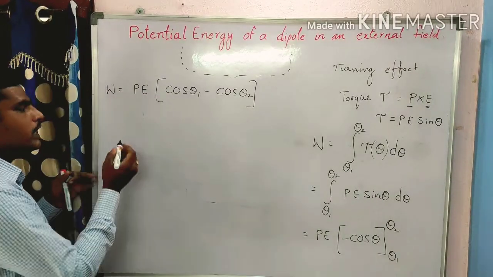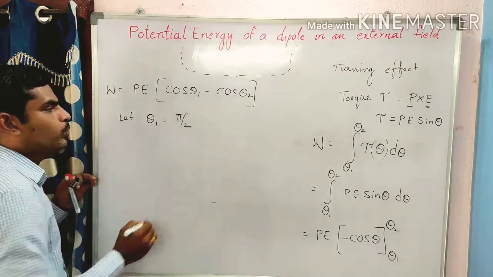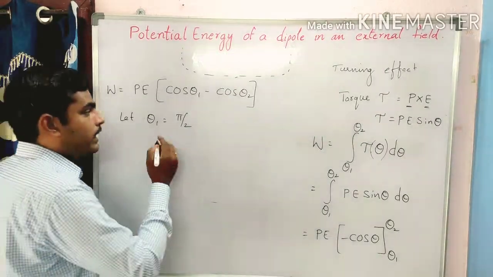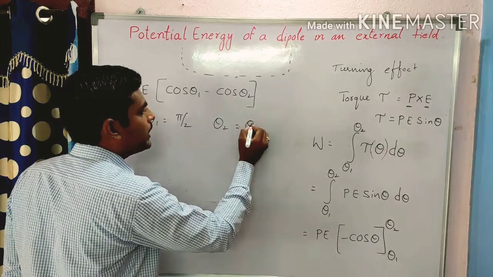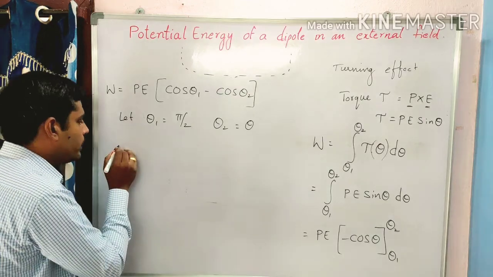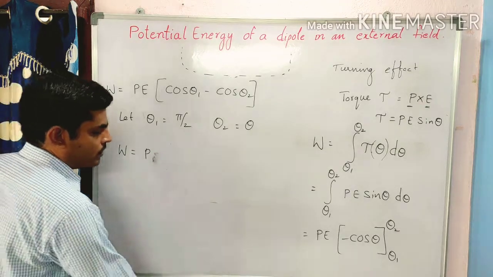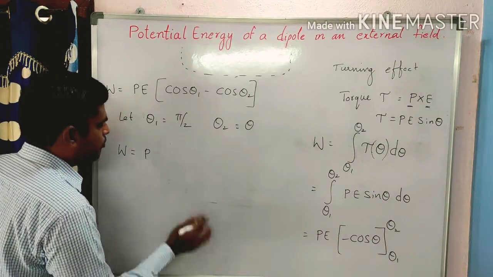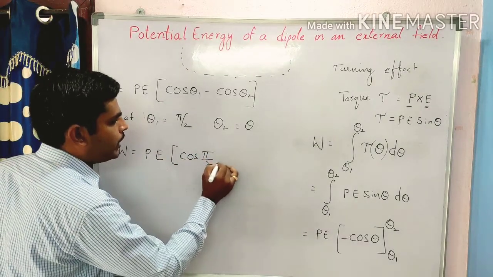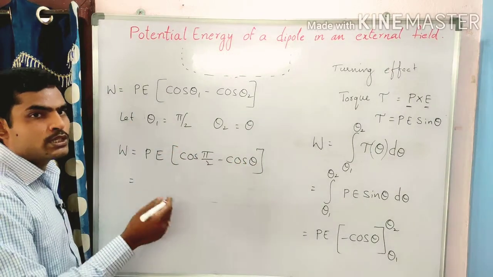So then let theta 1 be pi by 2. Initially it is at pi by 2 angle, 90 degrees. Then theta 2 is something, theta, any angle. This is unknown to me, and this is the known value. So then what I will get, W is equal to PE, cos pi by 2 minus cos theta. So cos pi by 2 value is 0.